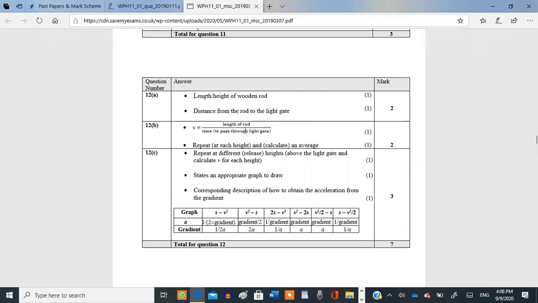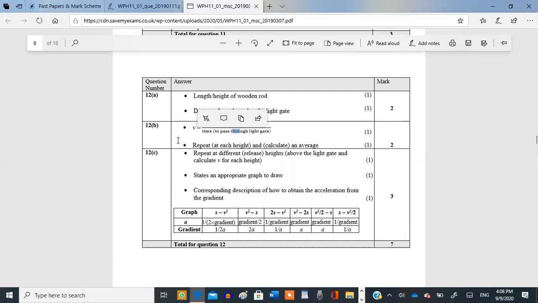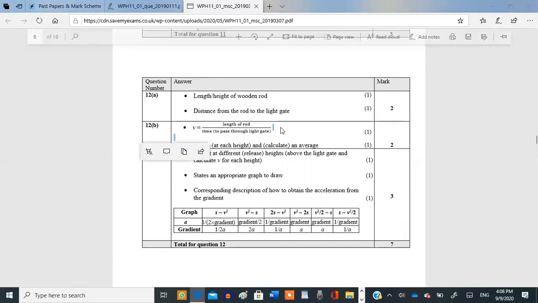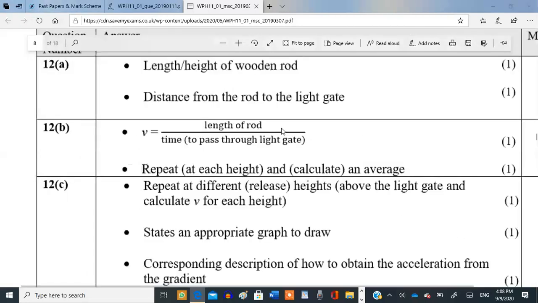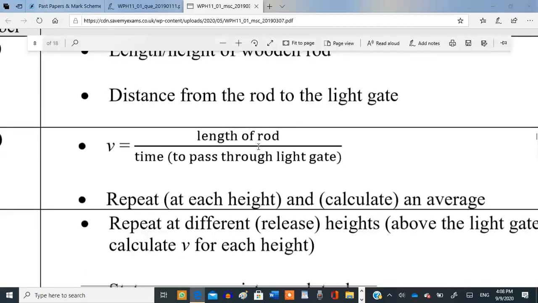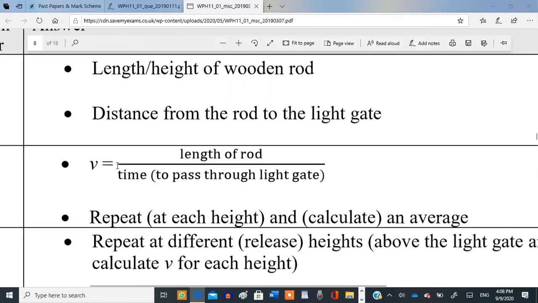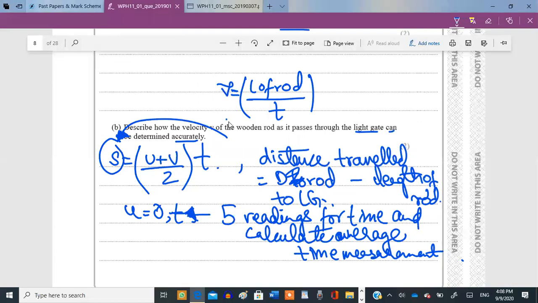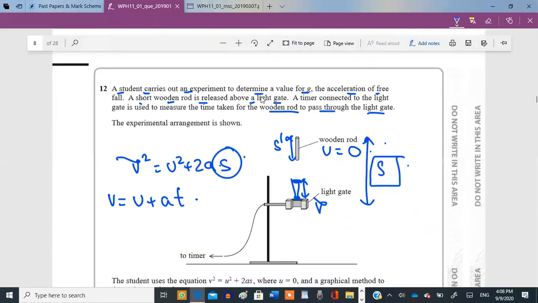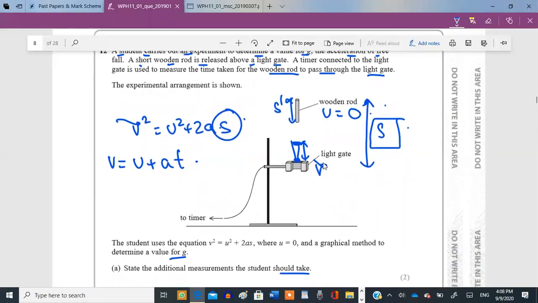Wait, how is this possible? This isn't correct. Let me see. This doesn't make sense, right? Because the rod is falling down, it's a free fall motion, so it will be accelerating. This isn't the formula we can apply over here. This is not a uniform motion, unless they have told us the acceleration of free fall needs to be determined as it passes through this place. So v is the final velocity before hitting this light gate.